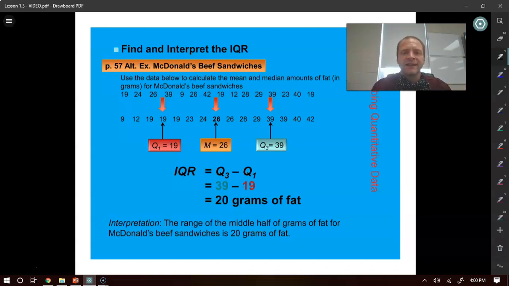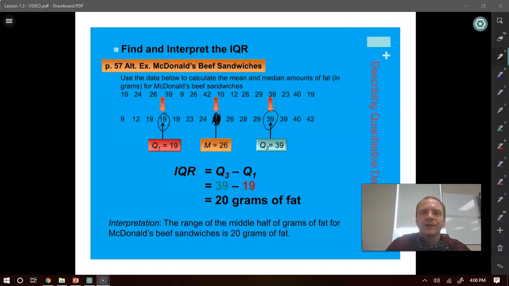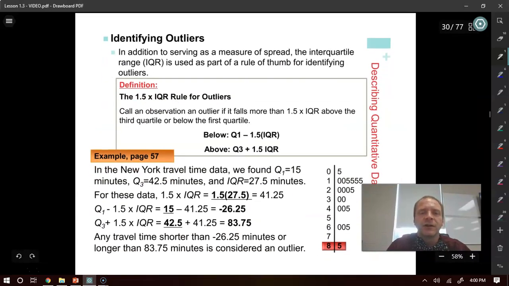You can see this one was our median, and since this was our median, we're not going to use it. We want the values to the left of the median and the values to the right of the median. So here is the middle of the ones to the left. Here is the middle of the ones to the right. The IQR is not from 19 to 39. No, the IQR is 39 minus 19. It is 20 grams of fat. So again, IQR is a value. It is not a range.